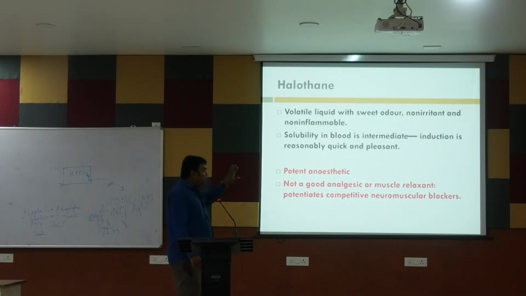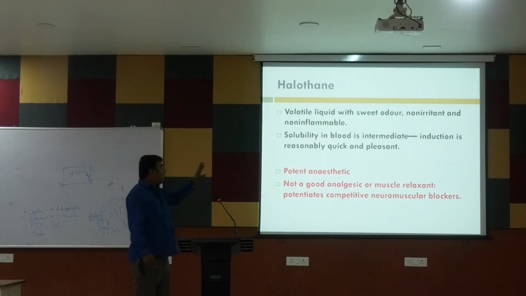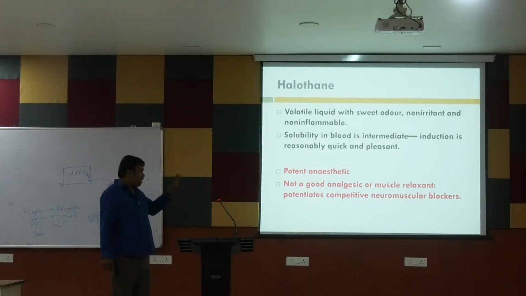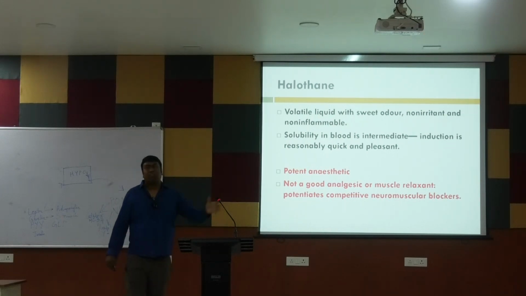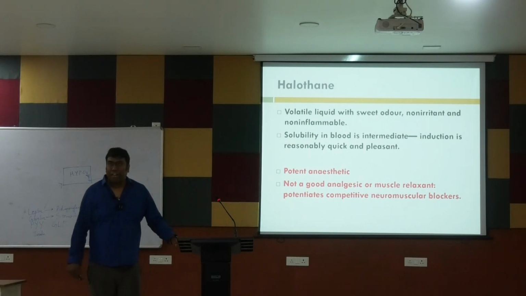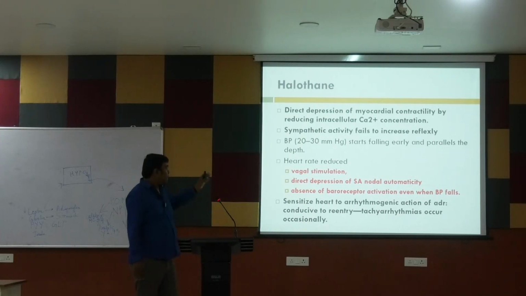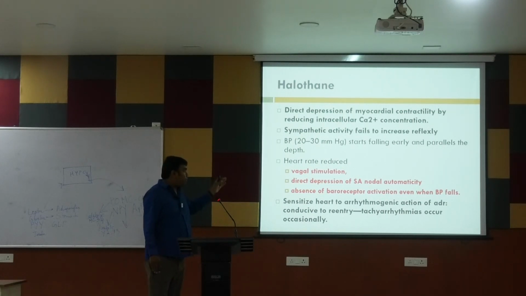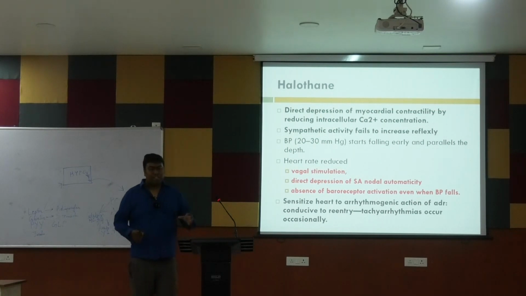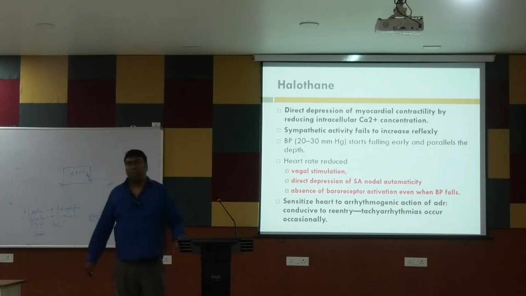Halothane is a volatile liquid. It has a very sweet odor, is non-irritant, and non-inflammable. It is a potent anesthetic. It is not a good analgesic or muscle relaxant in comparison to the others, meaning compared to nitrous oxide or ether. It can cause reduced heart rate, vagal stimulation, and direct depression, along with the absence of baroreceptor reflex, leading to a fall of BP.